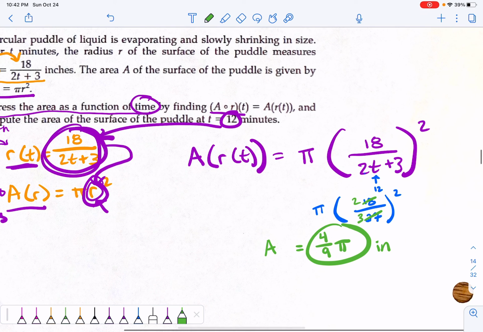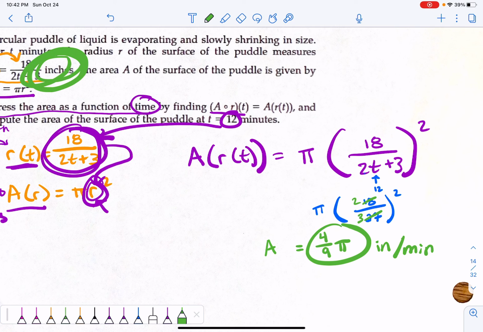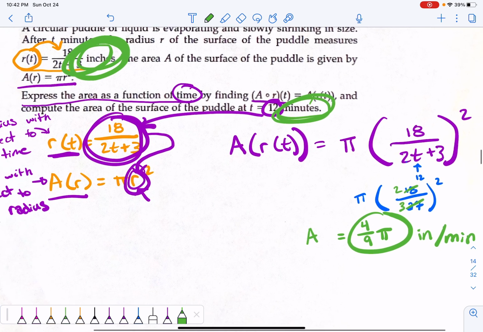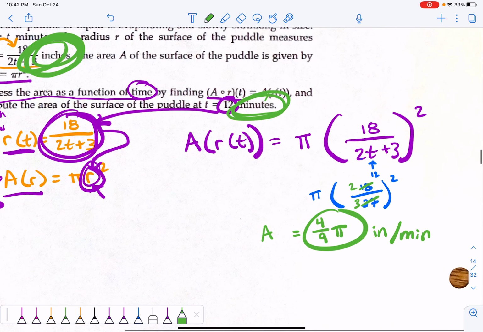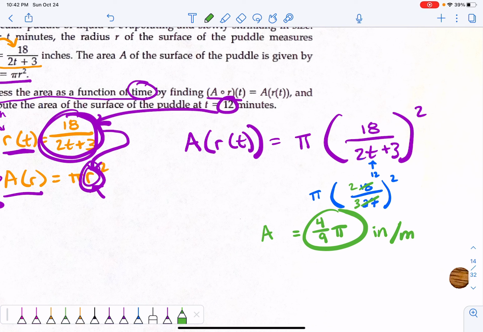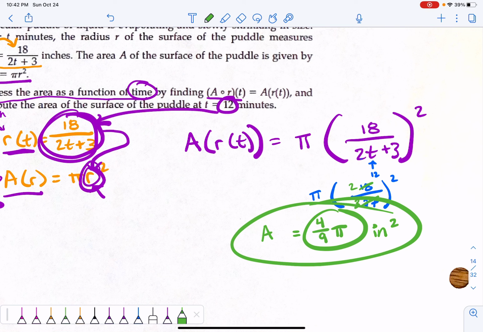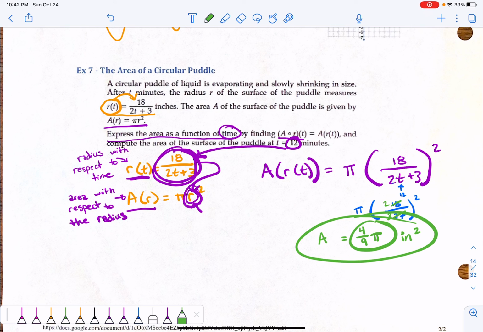The area is going to be 4 over 9 pi, and what are we talking in? Inches per minute. I found inches here, so I know I'm dealing with inches, and then we plugged in 12 minutes. So the area, wait, no, not inches per minute. We're just doing inches squared, I'm thinking of a related rate. Never mind, inches squared. So the area is 4 over 9 pi inches squared. Okay? There you go. So composing the functions inside of each other is helpful because then I can bypass doing two calculations. I can just do it all in one shot. So that's kind of nice.